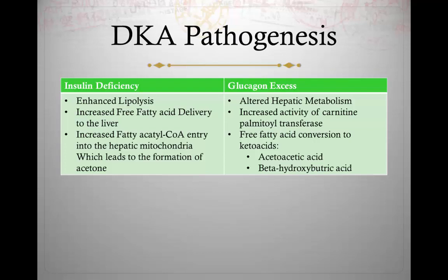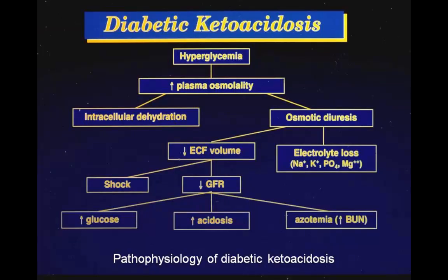So when there is insulin deficiency, there is enhanced lipolysis, there is an increase of free fatty acids, there is an increase of acetyl coenzyme A, not in the mitochondria, but at the level of the cytoplasm. That will lead to ketone bodies being released, as well as lactic acidosis and cell death. When there's glucagon excess, on the contrary, there is not only alteration of the hepatic metabolism, but there is activity of carnitine transferase and also free fatty acid conversion into ketoacids that could lead to the same problem. So this is mainly the pathway.